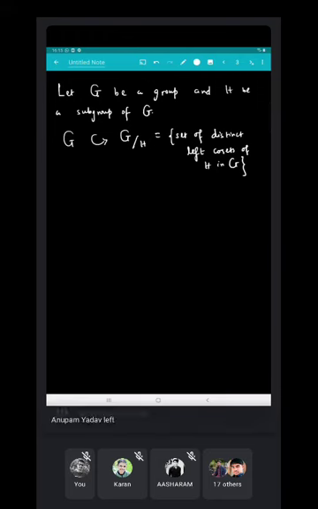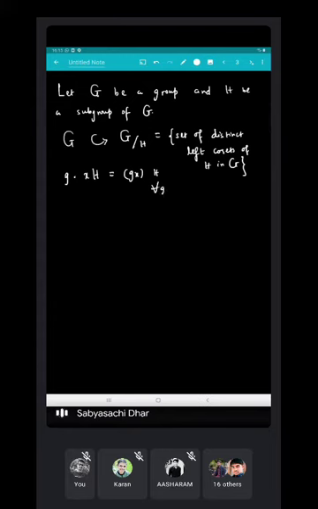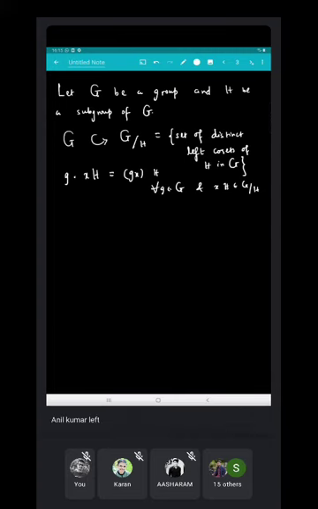Take the action: G acts on G mod H by taking any g in G and any element xH in G mod H. The action is nothing but g·xH for every g in G and xH in G mod H. You should check that it is an action of G on G mod H.